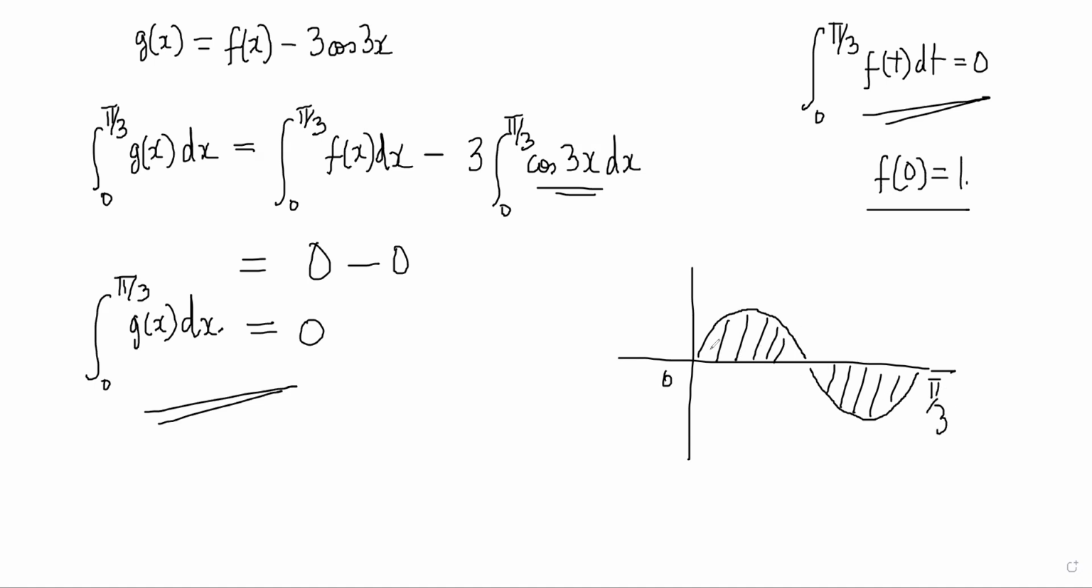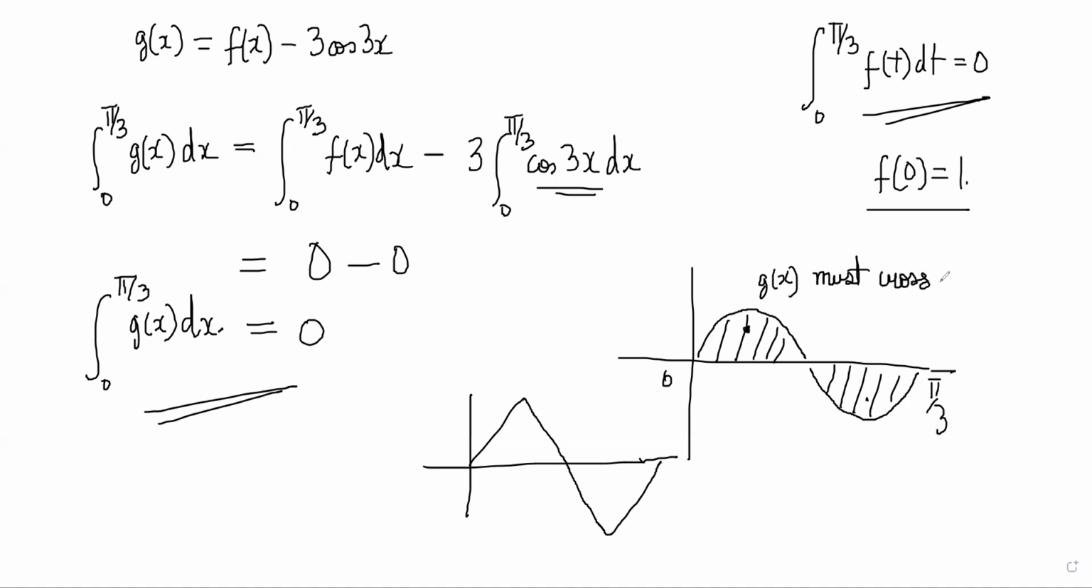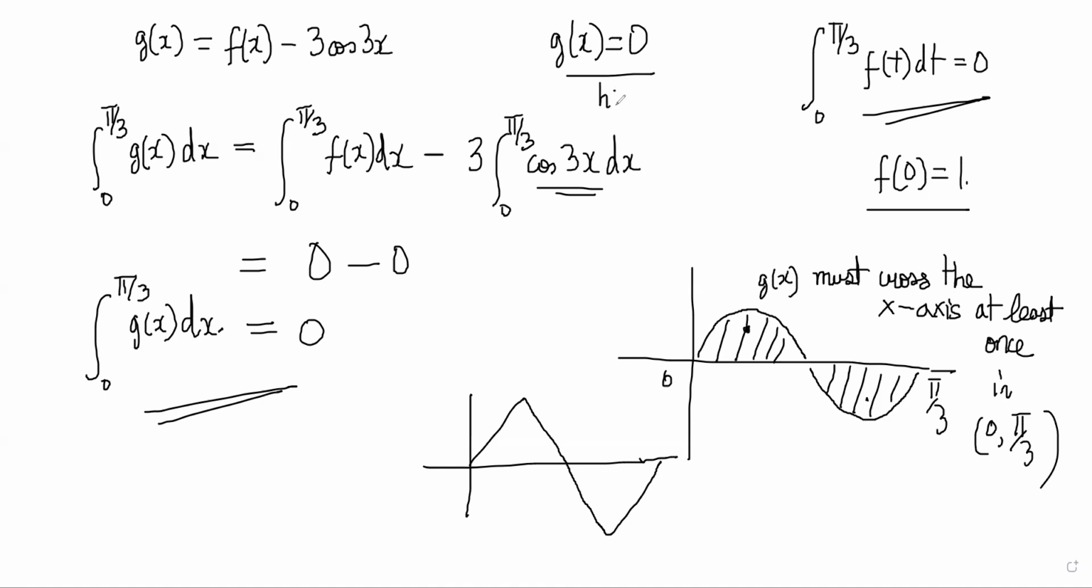This is just a graph that I have drawn. Obviously, the graph could have many different shapes. It could be like this also. But what is guaranteed is that the positive area is cancelled by the negative area. So that means the function g of x must cross the x-axis at least once in the interval 0 to pi by 3. Right? So therefore, g of x equals 0 has at least one root in 0 to pi by 3.